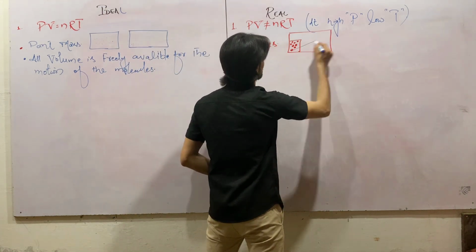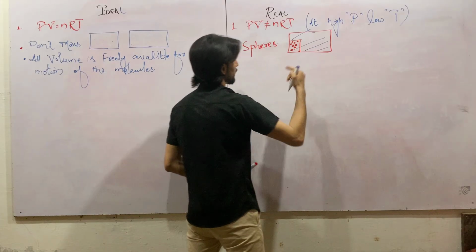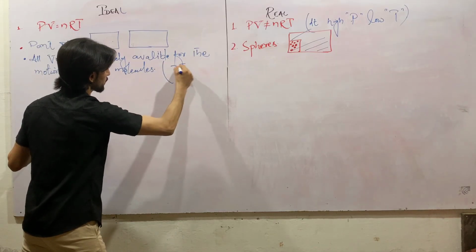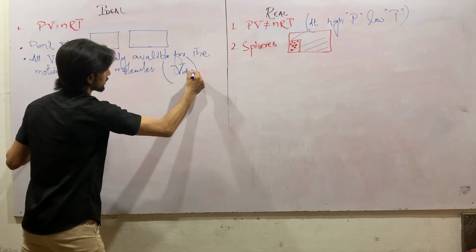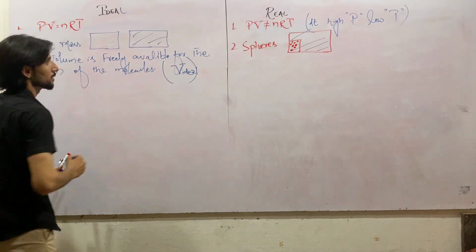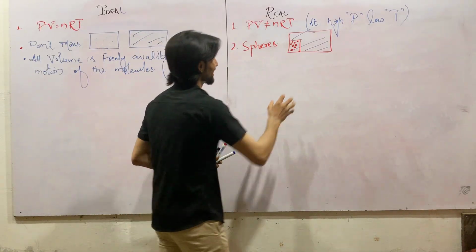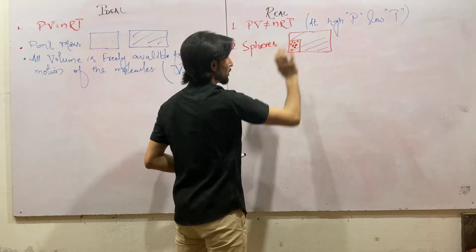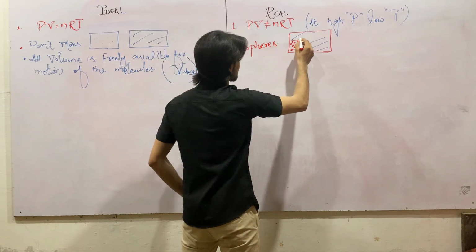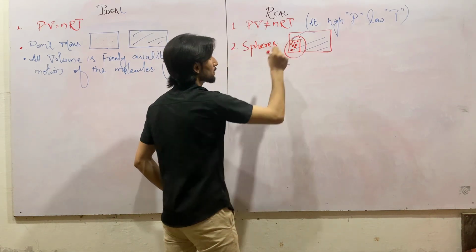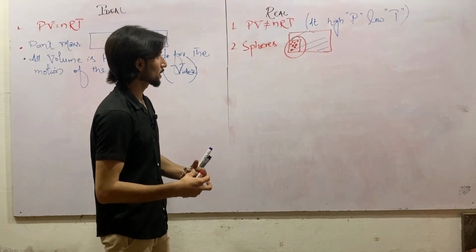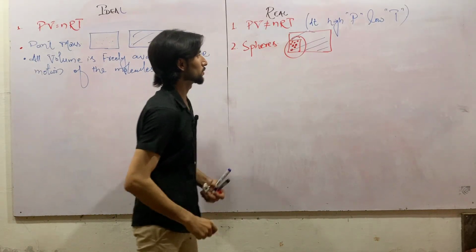Okay, so suppose this is volume, as in the ideal case we would have the volume V ideal. This is wholly available for the motion of the molecules. Here this whole volume is available, but here we will see that this whole volume is not available for the free motion of the molecule. Some of its space is occupied by the volume of the molecules itself. So there is a difference between the volume of the gas and the volume of the molecules.